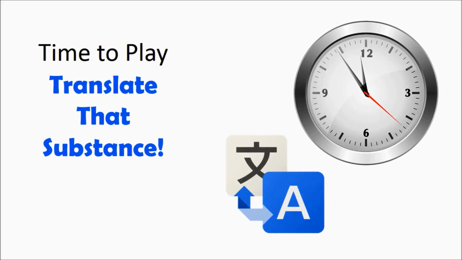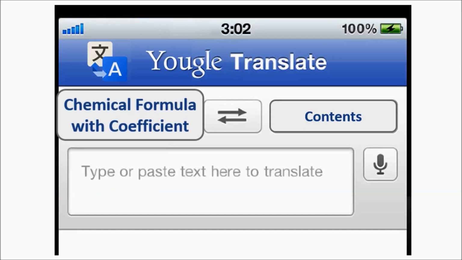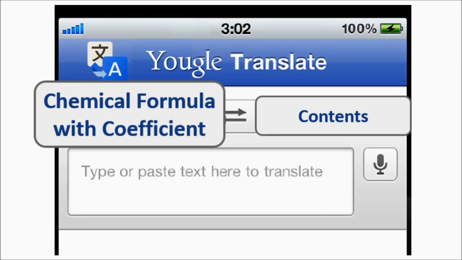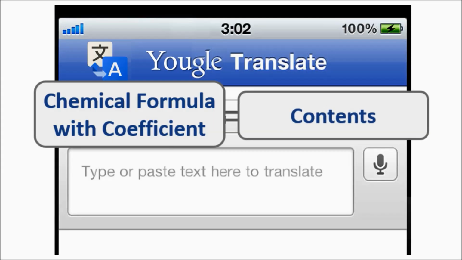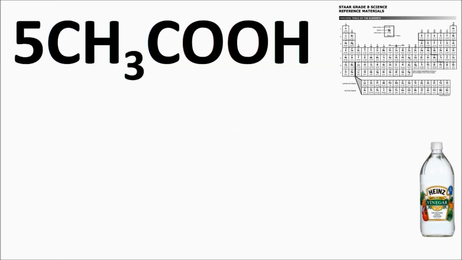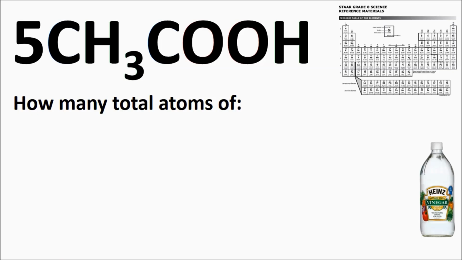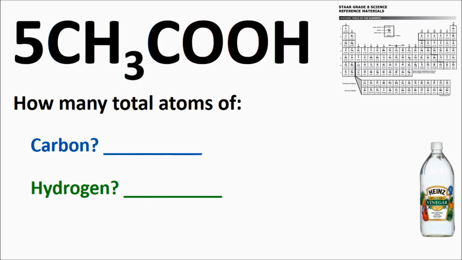Get ready, time for round 2. Translate that substance. When you're given a chemical formula, now with a coefficient, tell how many atoms of each element are present in total. Use your periodic table and the chemical symbols to find the atoms present in 5 molecules of vinegar. How many atoms of carbon? How many atoms of hydrogen? How many atoms of oxygen?